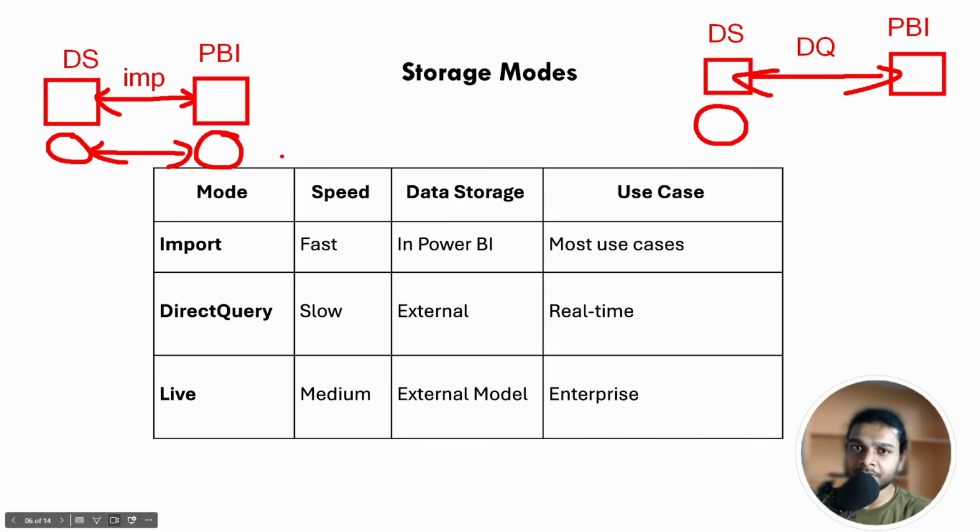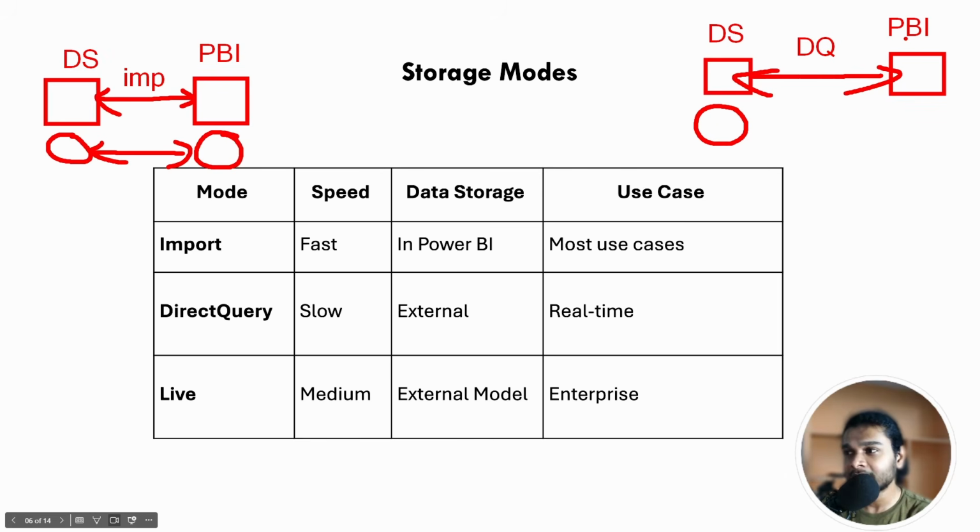But the major difference here is when we run a calculation in Power BI on import mode, let's say a DAX calculation, that calculation is executed locally inside Power BI itself. Because we have the data locally, so the calculations are done locally. But on the other hand, when we use direct query and we do a calculation inside Power BI, that DAX formula is converted into an SQL format.